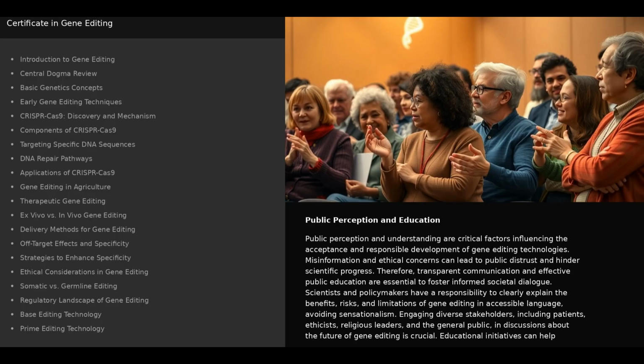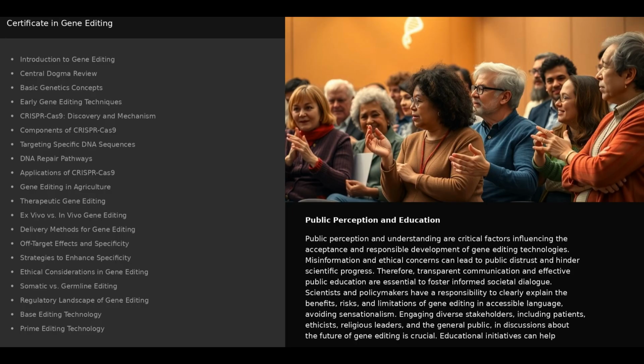Scientists and policymakers have a responsibility to clearly explain the benefits, risks, and limitations of gene editing in accessible language, avoiding sensationalism. Engaging diverse stakeholders, including patients, ethicists, religious leaders, and the general public, in discussions about the future of gene editing is crucial. Educational initiatives can help demystify the science and address common misconceptions.